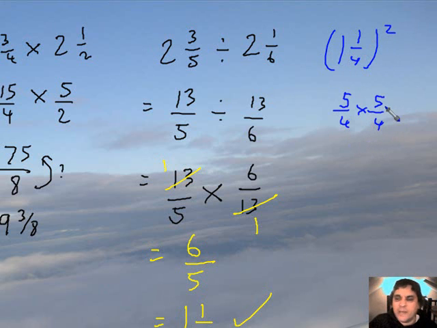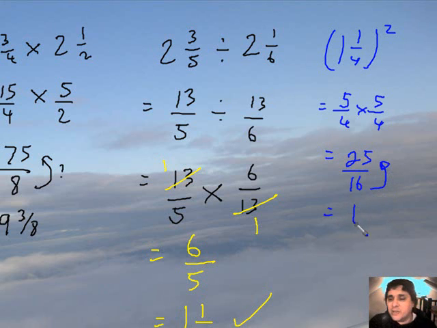There we go, I've just squared it. Nothing cancels, jump straight in. 5 5s, 25. 4 4s, 16. 16's into 25, it's a top heavy fraction. Goes in once and we have 9 left over. There you go. 1 and 9/16. Absolutely wonderful. I think I'll do one question with Jack and his dog.